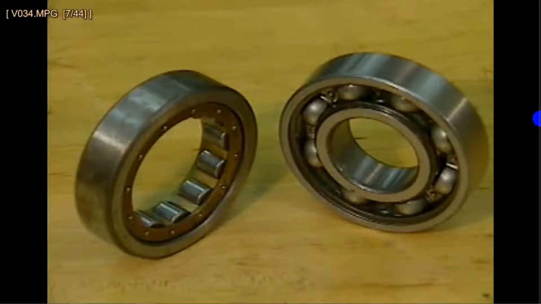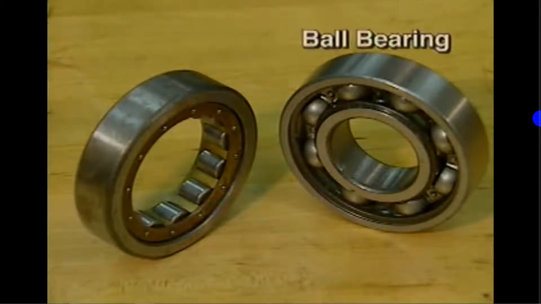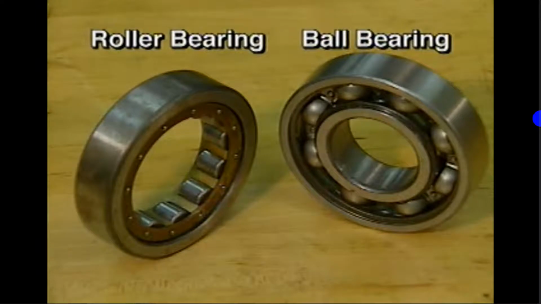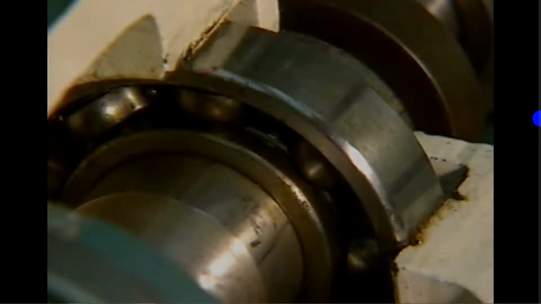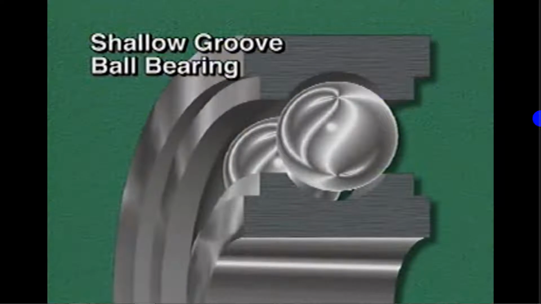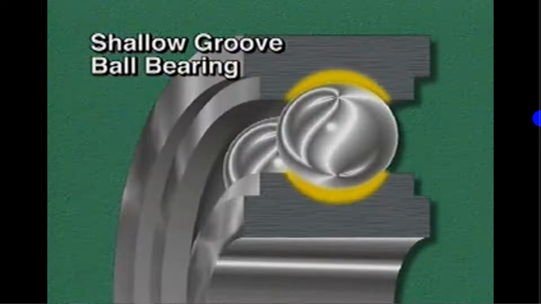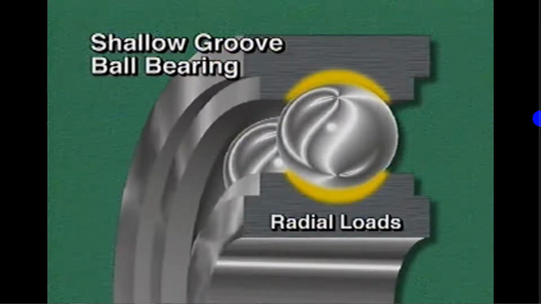Rolling contact bearings can be divided into two categories based on the shape of their rolling elements. The two categories are ball bearings and roller bearings. The various types of ball bearings differ primarily in the shapes of their inner and outer rings. Let's look at some common types of ball bearings. This ball bearing is a shallow groove ball bearing. In a shallow groove ball bearing, the inside surfaces of both the inner and outer rings are shallow. This type of bearing is specifically designed to handle radial loads.